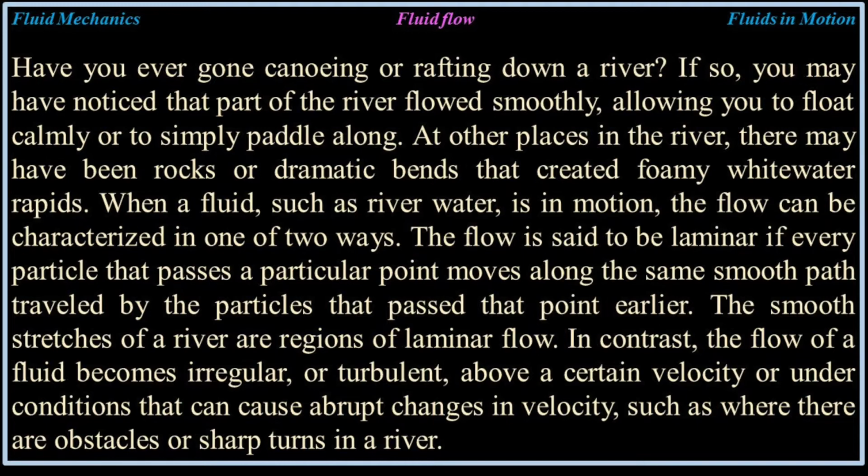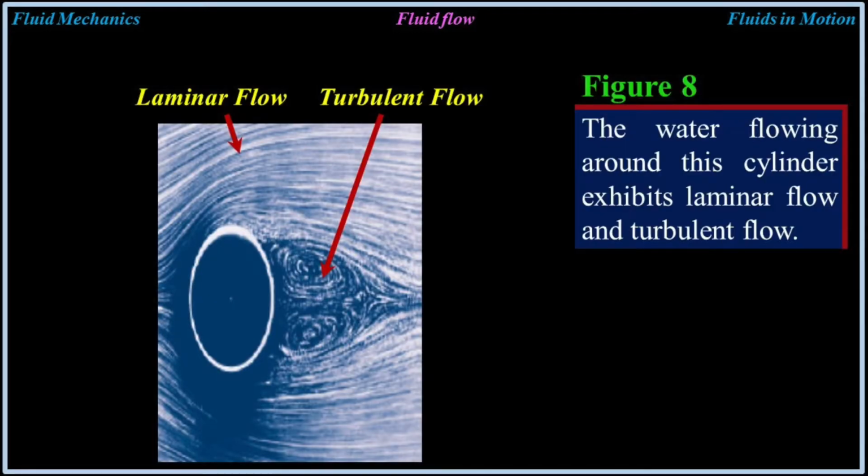In contrast, the flow of a fluid becomes irregular or turbulent above a certain velocity or under conditions that can cause abrupt changes in velocity, such as where there are obstacles or sharp turns in the river. Figure 8. The water flowing around this cylinder exhibits laminar flow and turbulent flow. It's labeled appropriately. Please study the illustration carefully.